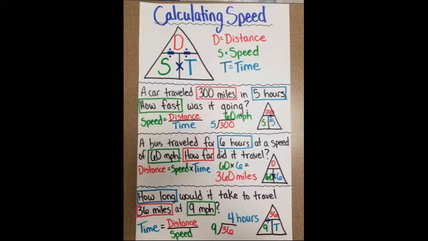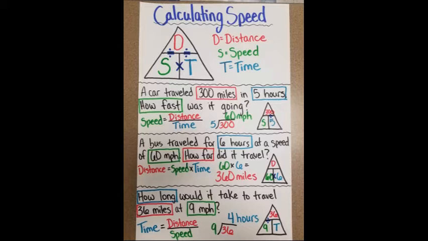If a bus traveled 6 hours at a speed of 60 miles an hour, how far did it travel? Well, distance is equal to speed times time. So the 60 from the 60 miles per hour times the 6 from the 6 hours equals 360 miles.